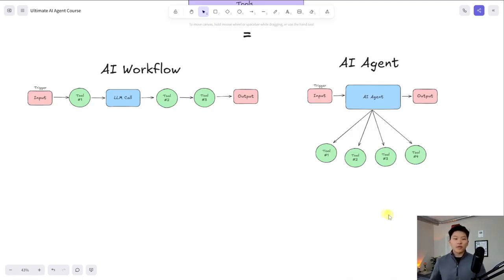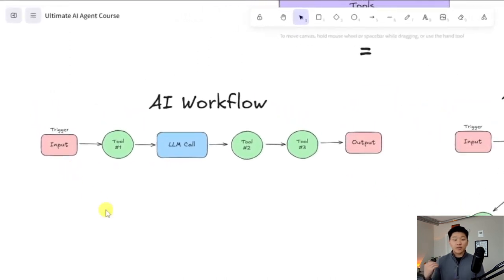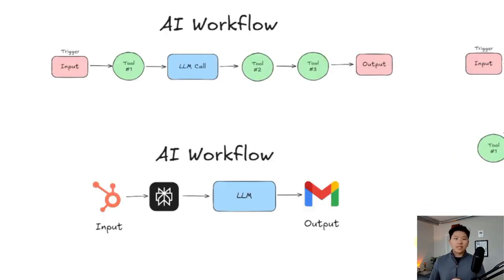Starting with an AI workflow, we can see that we have an input, similar to what we did up top with our LLM. But now instead of just going input, LLM, output, we can work those tools right into the actual AI workflow itself. So here is an example of what an AI workflow could practically look like.